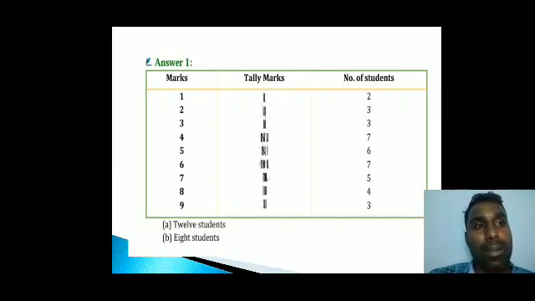So that means the number of students is 5. So 1, 2, 3, 4, 5. Okay, so for 8, that means 4, so you have to put 4 tally marks, 1, 2, 3, 4. And 9: how many persons got mark 9? That is 3 only. So 1, 2, 3.